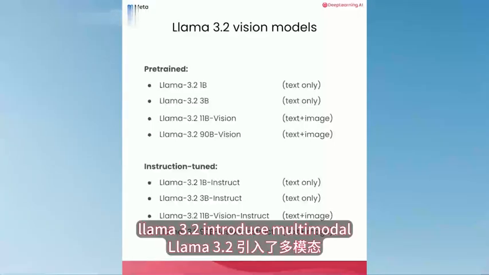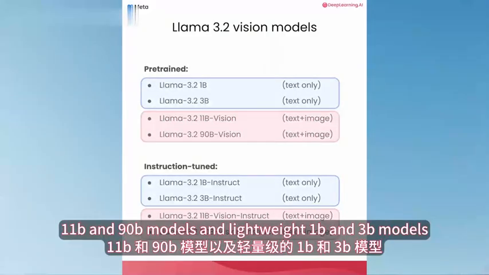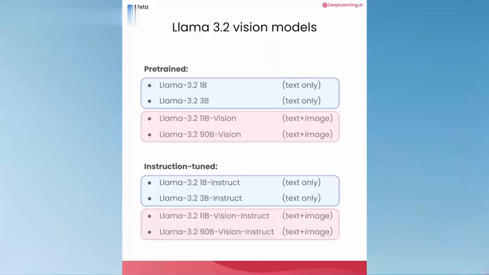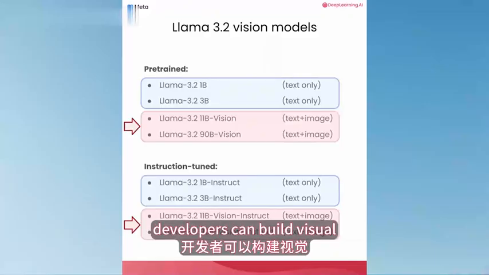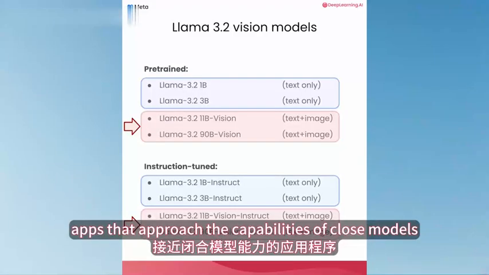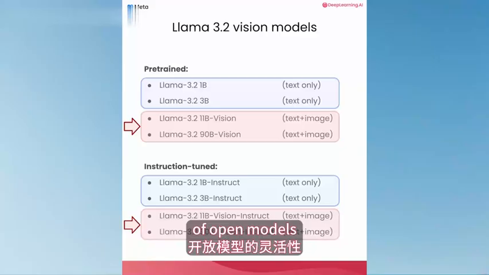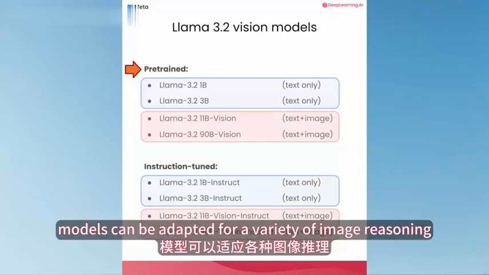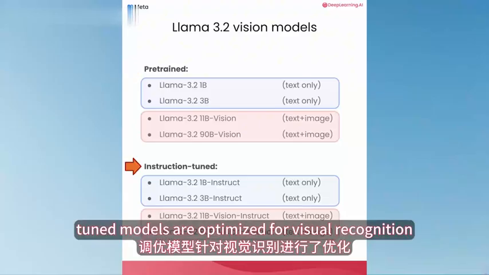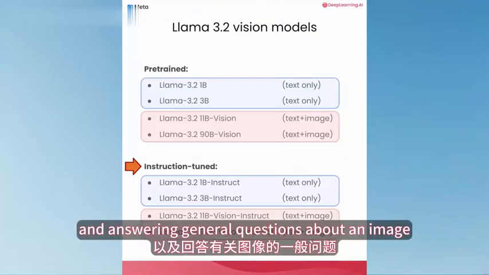Llama 3.2 introduced multimodal 11B and 90B models and lightweight 1B and 3B models. With multimodal Llama 3.2 11B and 90B models, developers can build visual reasoning and understanding apps that approach the capabilities of closed models, but come with the full flexibility of open models. Pre-trained models can be adapted for a variety of image reasoning tasks, and instruction-tuned models are optimized for visual recognition, image reasoning, captioning, and answering general questions about an image.